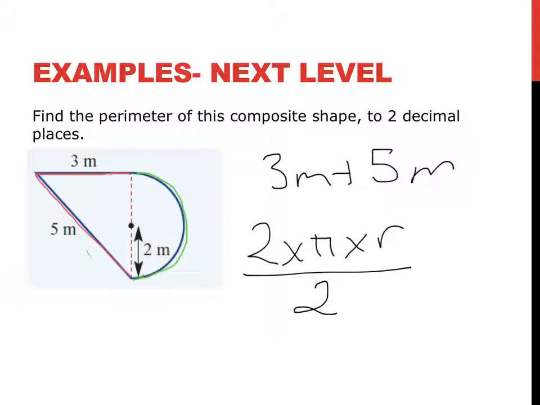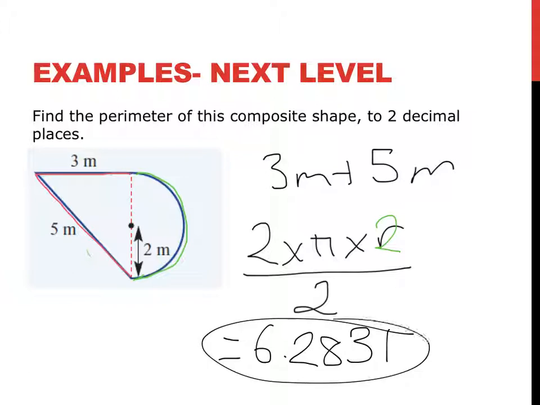So 2 times pi times r, now what's my radius in this example? My radius is 2. So 2 times pi times 2 equals 12.56. Now, that'll give me a whole circle. Need to divide it by 2 to get 6.2831. I'll leave a few decimal places because to that number there, I need to add measurement 1 and measurement 2, which is 8 metres. So 3 metres plus 5 metres equals 8.